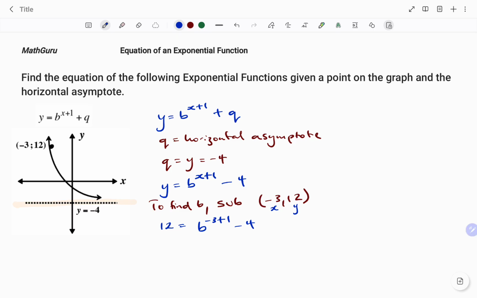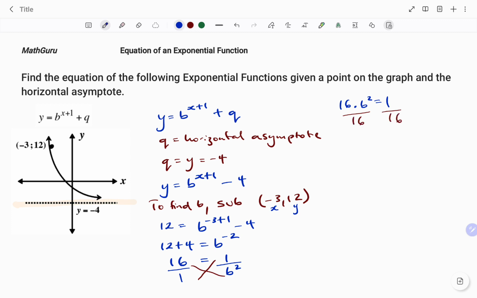And if I simplify, I'm going to move my -4 to the left-hand side. So I have 12 plus 4 equals b to the power of -3 plus 1, -2. I have 16 equals b to the power of -2. I'm going to turn that into a positive exponent. That's 1 over b squared. Therefore, I have 16 times b squared equals 1. What I've done is this is over 1. So if I cross multiply, I'm going to have 16 times b squared, then 1 times 1, dividing both sides by 16.